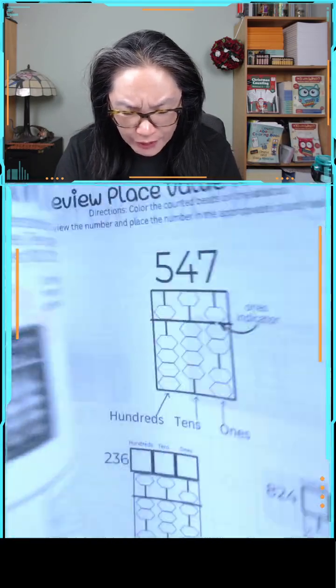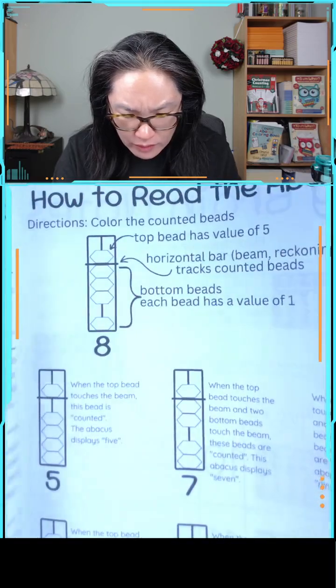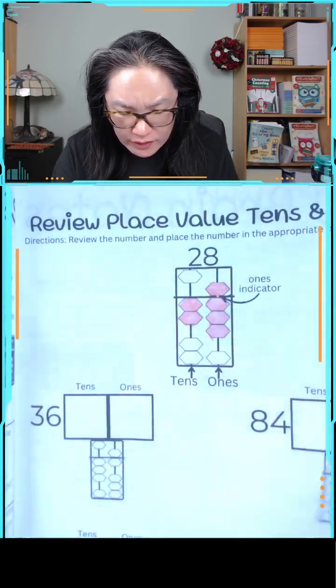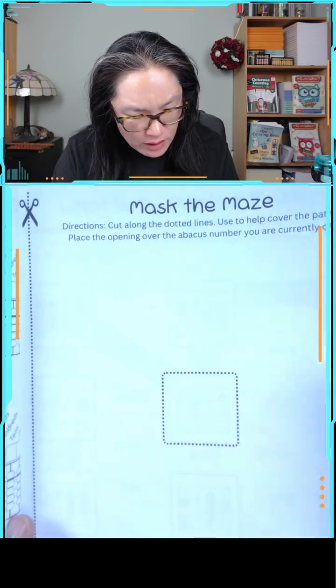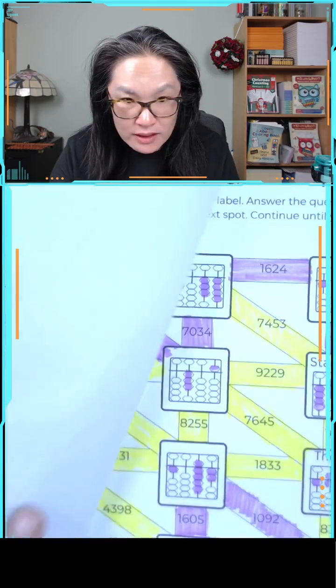In the beginning of the book, we talk about how to read the abacus. We talk about the single values, double values, triple, and then the 4-digit numbers. And then I give you again the mask maze, so you can cover it in.